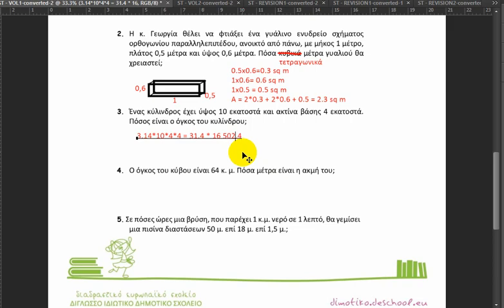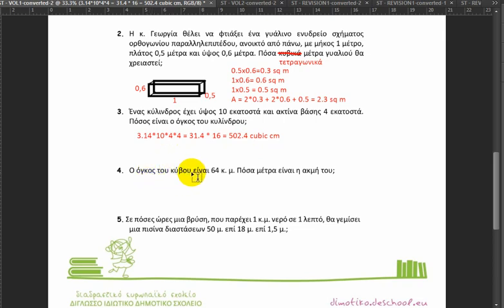So my answer here is that the volume is 502.4 cubic centimeters. Kybikai katosha in Greek.